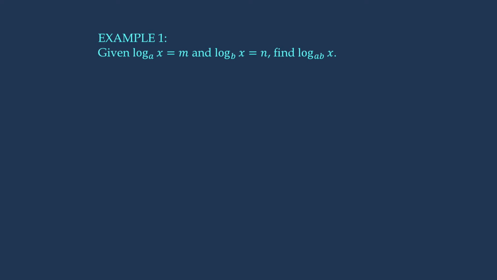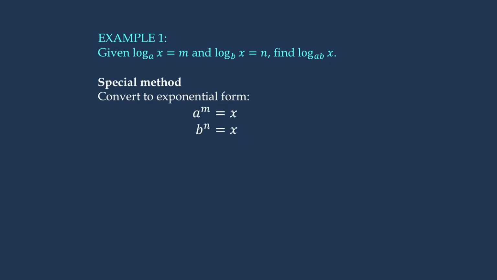Now let's take a more scenic route and explore a different way of approaching this problem. This turns out to be a shorter and more elegant method as well. First, we express the information given in exponential form. From log base a of x equals m, we have a to the power of m equals x, and similarly, we have b to the power of n equals x.